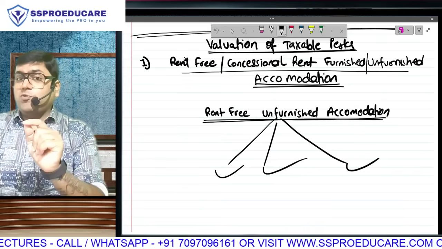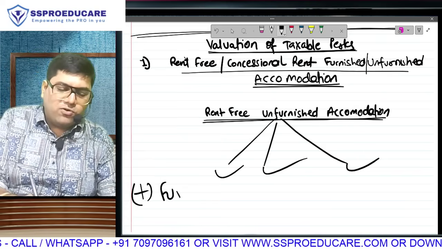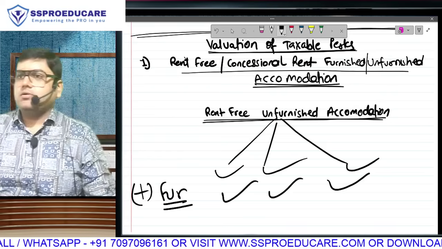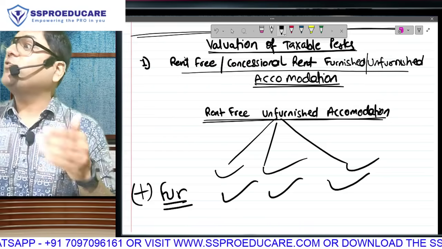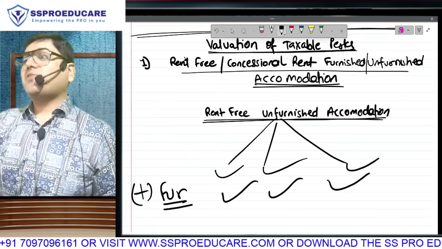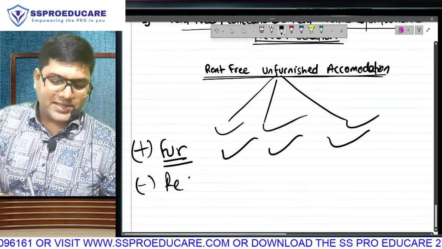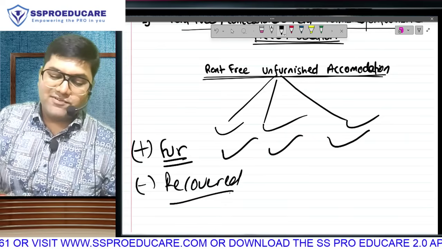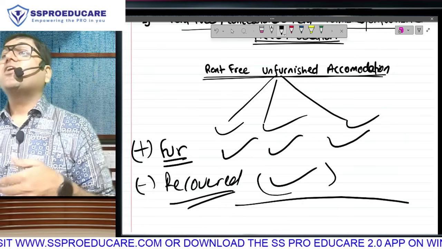Now, is it possible that your boss is giving you a furnished house? So what are they doing? They are saying add the value of furniture here. So if you add the value of furniture to an unfurnished house, you get the value of the furnished house. But this is rent free. By chance, if the boss is charging something by reducing from your salary, what do we do? Subtract the amount which is recovered, like we do in the general rule also. So we get the value of concessional rent.